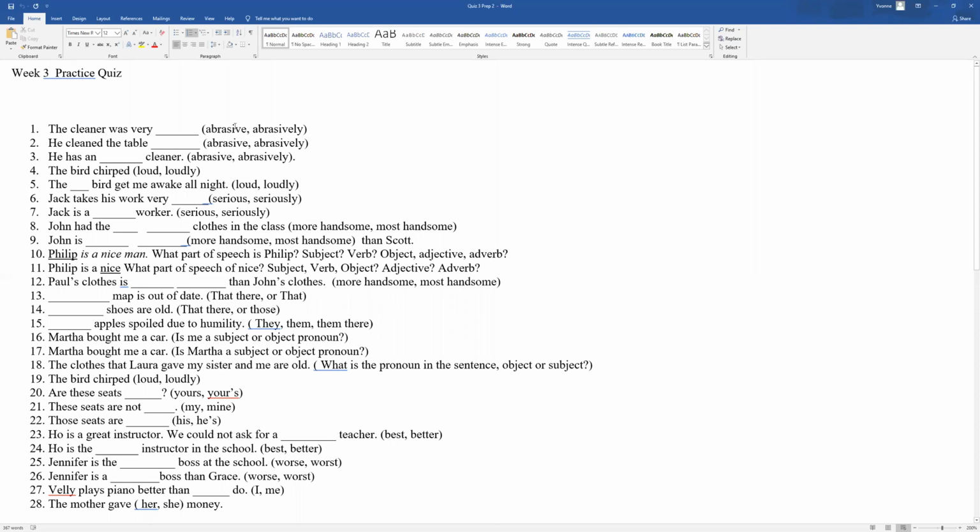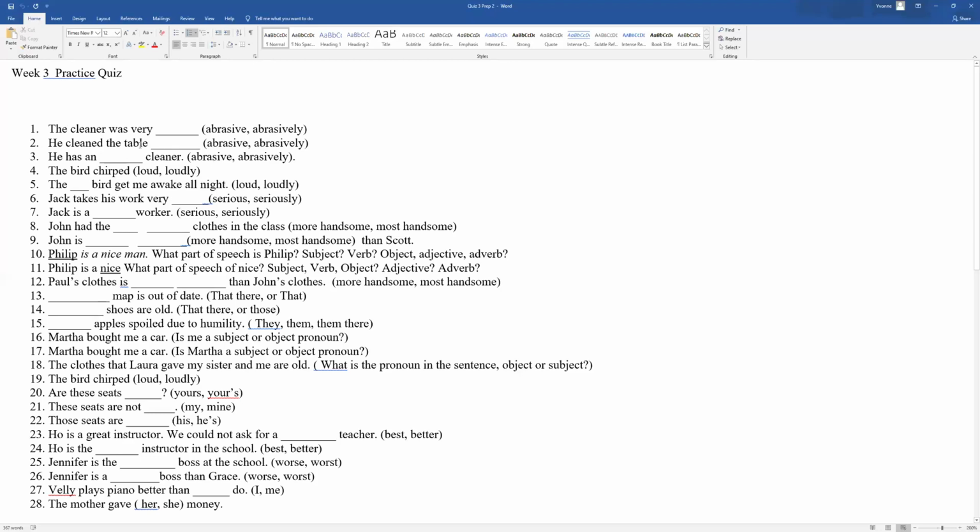And so you have to ask yourself, what is abrasive or abrasively modifying? The cleaner. The cleaner is a noun. And so therefore the answer is, the cleaner was very abrasive. He cleaned the table. So this one, abrasively, because abrasively modifies how well he cleaned it. Now, if I wanted to use the word abrasive, I would say the abrasive cleaner.